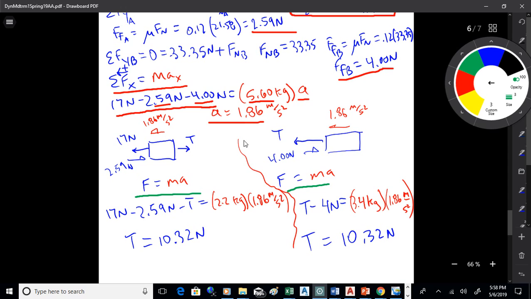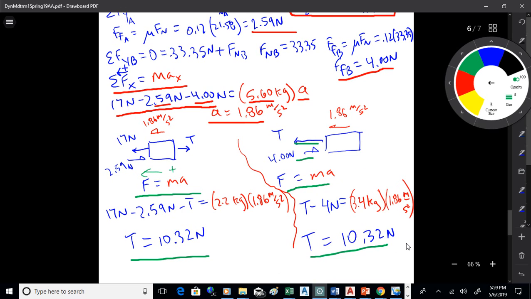So what I've got here are free body diagrams for block A and B. You do sum of F, which for A would be 17 to the left, the friction to the right, and the tension to the right. So it looks like I'm calling left positive here. And then you set that equal to ma and solve for the tension, 10.32. You can do the same thing for B, tension to the left, friction to the right. So tension minus 4 is the mass of B times the acceleration. You get the same tension.